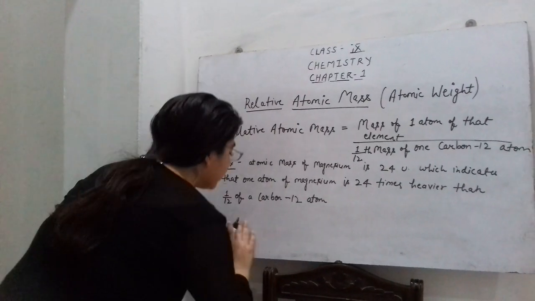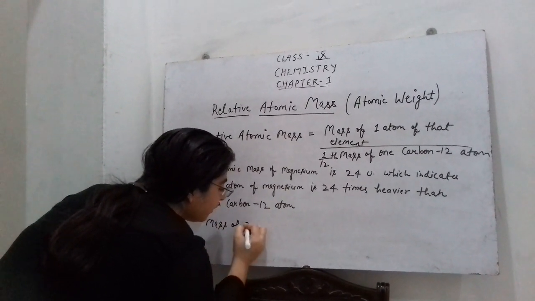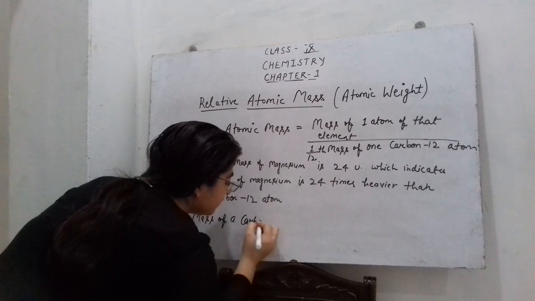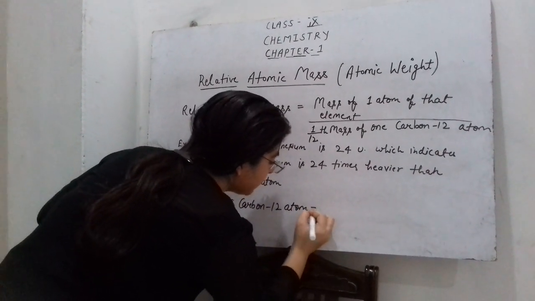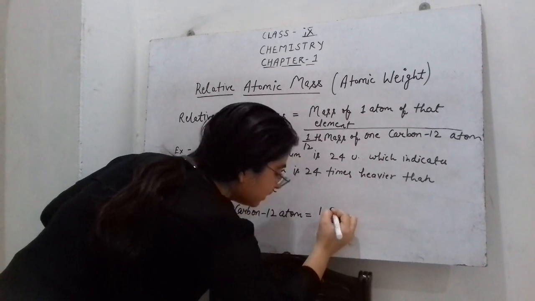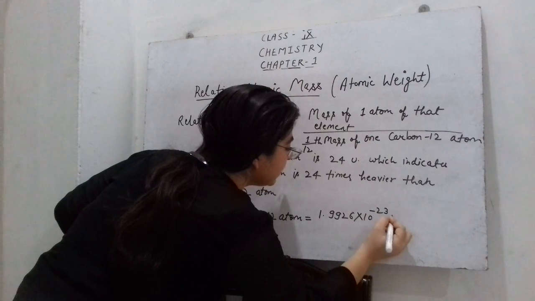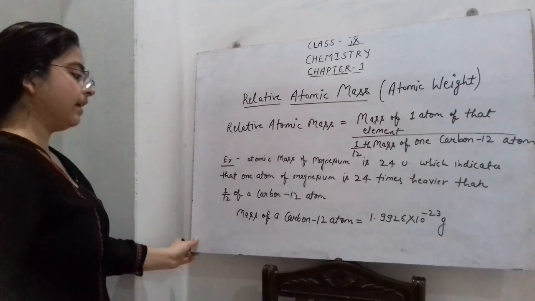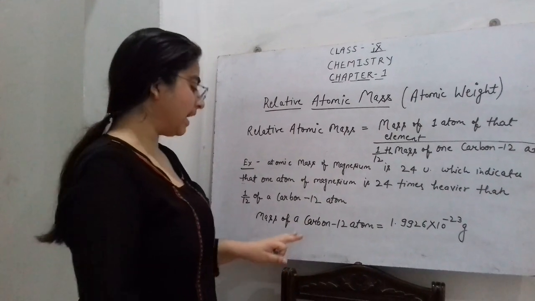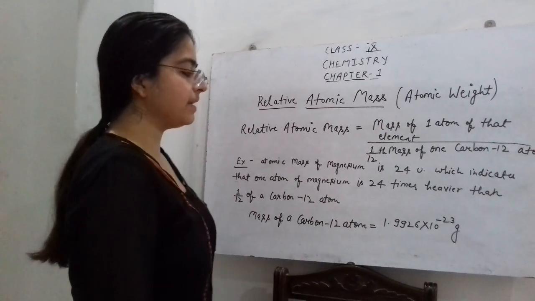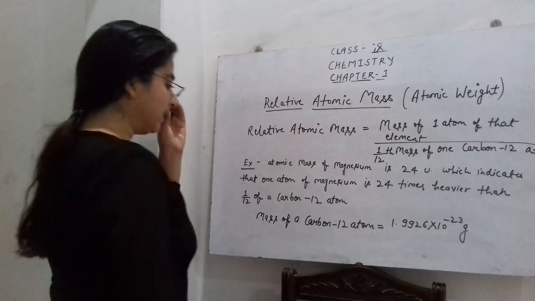But experimentally it was found that the mass of a carbon 12 atom is 1.9926 into 10 to the power minus 23 gram. Experimentally it was calculated that the mass of a carbon 12 atom is 1.9926 into 10 to the power minus 23 gram.